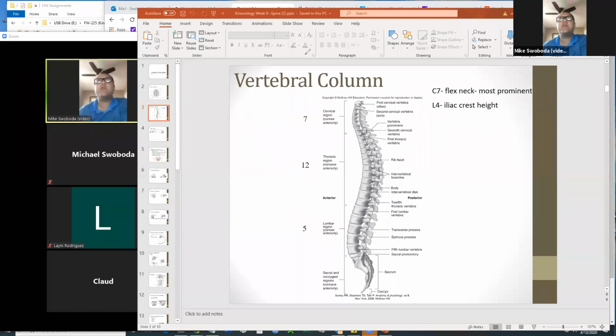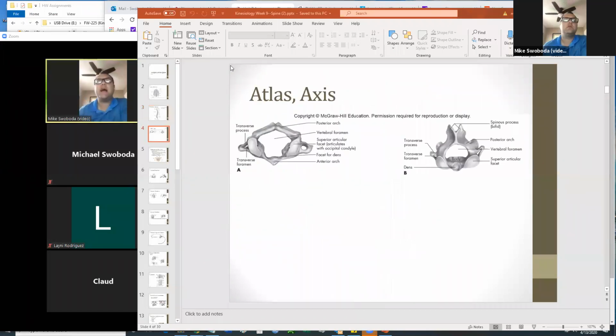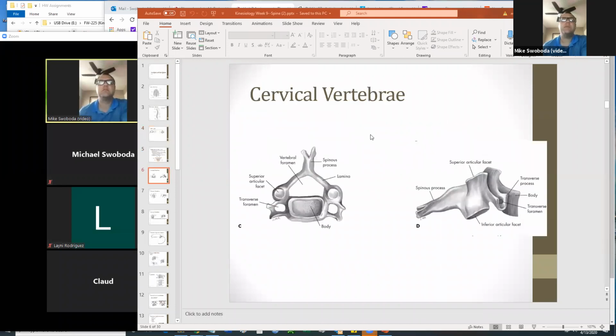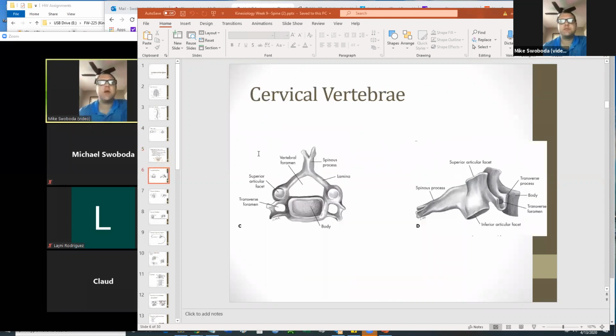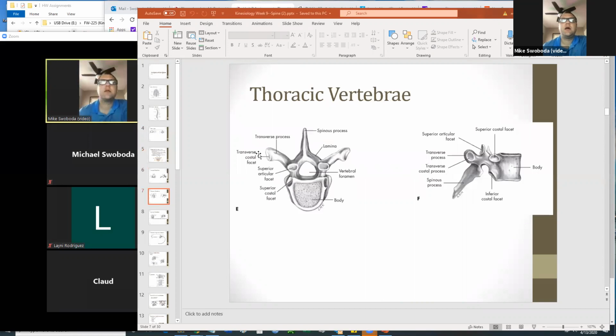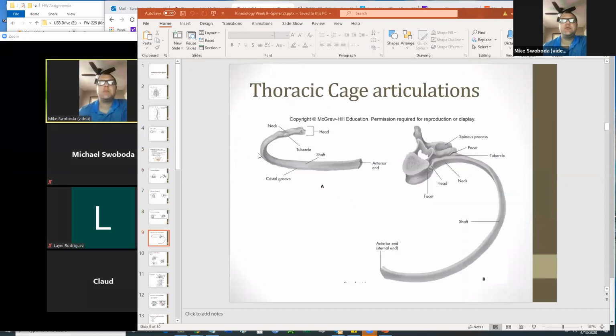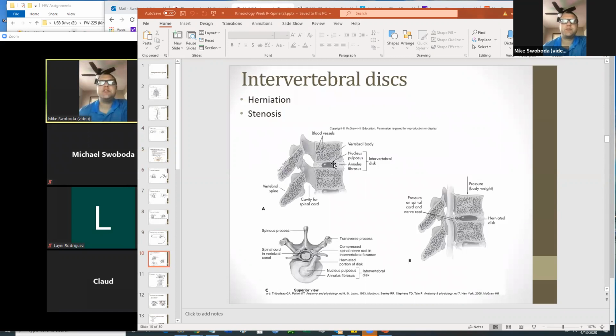Again, we'll go over that as we get into the actual lab portion. But atlas and axis are the only two you need to remember by name. Don't worry about any of the ligaments. They're all there to help with maintaining a straight spine, but they're really just for support. So don't worry about those. I'm going to get into the intervertebral discs in a little bit.